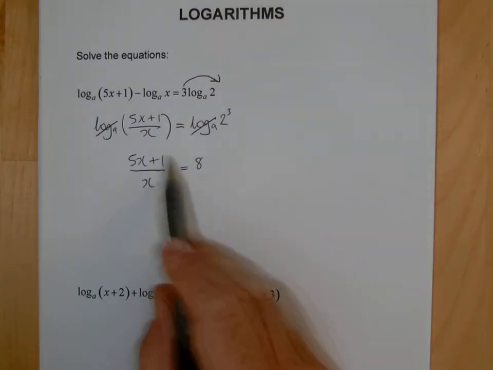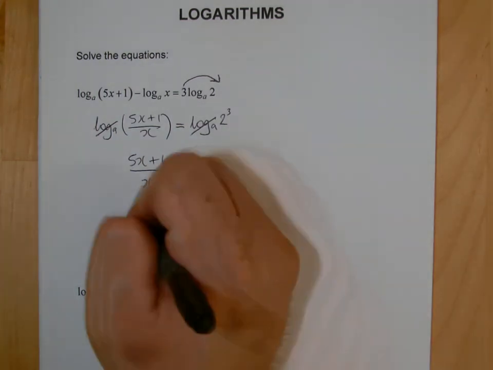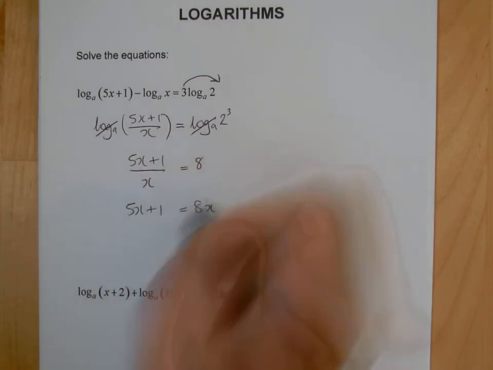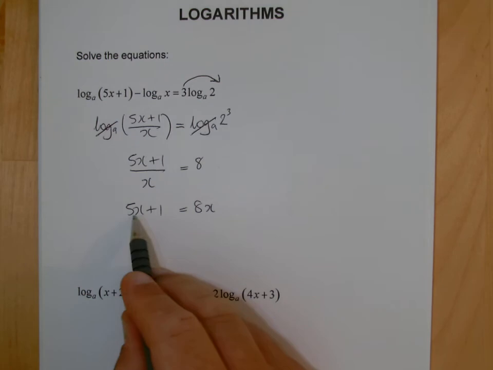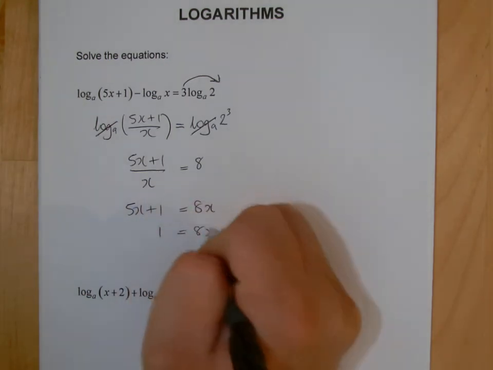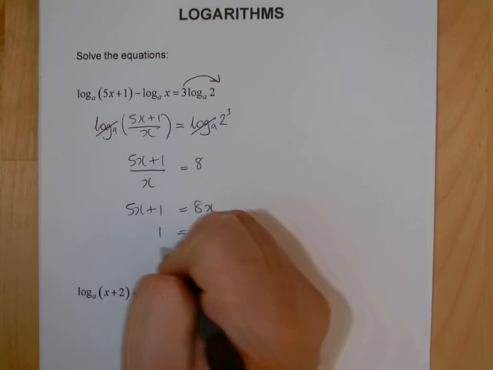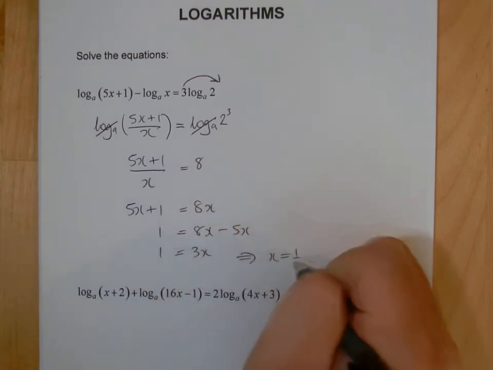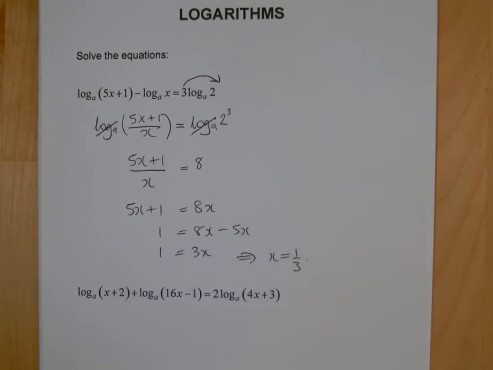So then, a simple equation, take the x up. So I get 8x, and then get the x's onto one side. If I take that 5x over there, I'll have 1 equals 8x minus 5x. So 1 equals 3x. That means x has got to equal a third. So I've solved it.